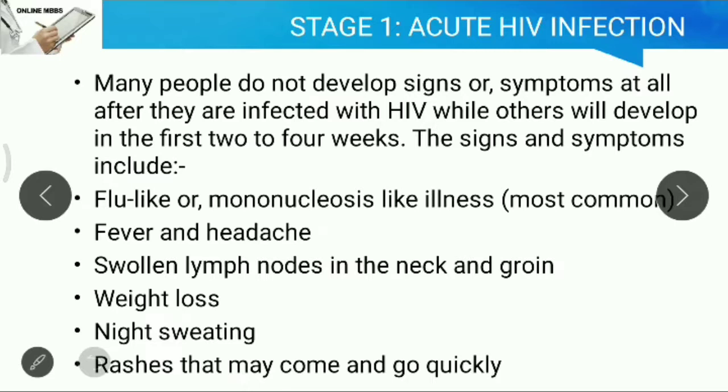Okay, now let's learn about stage 1, which is also known as acute HIV infection. Many people do not develop signs or symptoms at all after they are infected with HIV, while others will develop them in the first 2 to 4 weeks during this stage 1. The signs and symptoms include flu-like or mononucleosis-like illness, which is the most common, fever and headache, swollen lymph nodes in the neck and groin, weight loss, night sweats, and a rash that may come and go quickly.